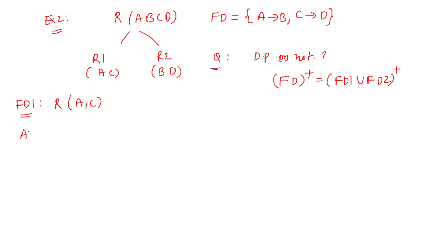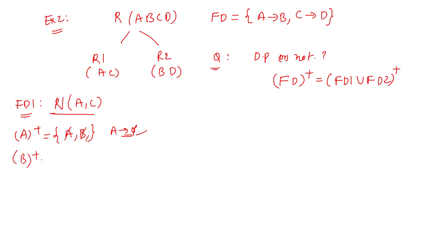Now let us calculate the closure of A. A can determine itself, right? A can determine B in this. A can determine B, and B can determine C? No. C can determine no attributes. So A implies AB. That is the closure of A. Basically, A is a trivial attribute, and B is not a part of this relation R1. This is R1. So we can say A implies nothing. A implies phi. We cannot derive any functional dependency from this.